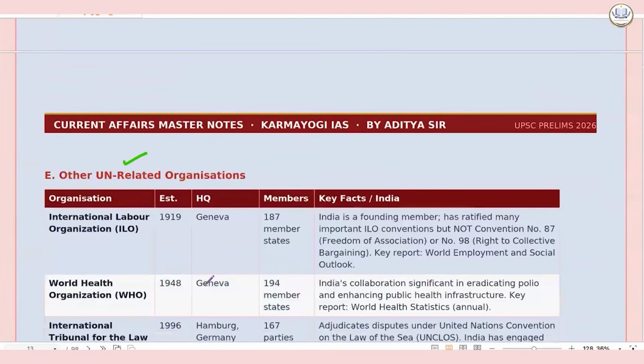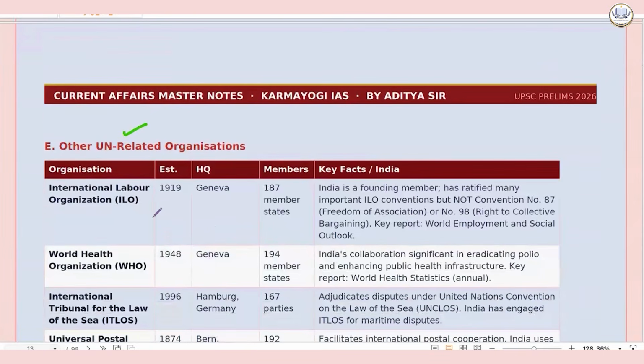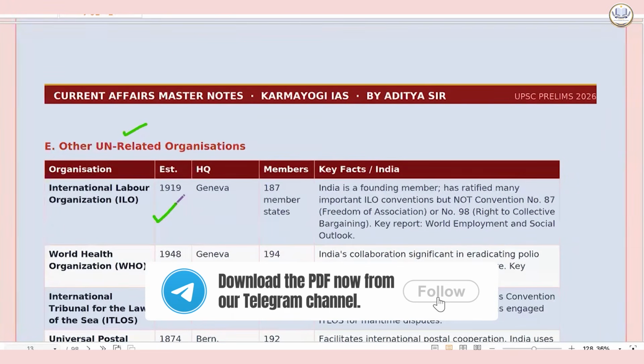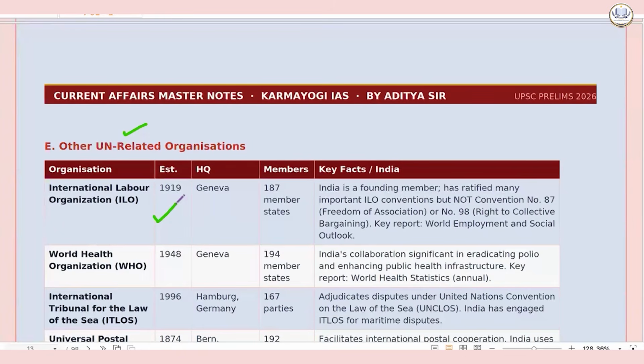Then other UN-related organizations like ILO. It was established in 1919, headquarters is Geneva, and there are 187 member states. India is a founding member and has ratified many important ILO conventions, but not Convention number 87, that is freedom of association, or number 98, right to collective bargaining. There are important reports which are released by ILO. That one is the World Employment and Social Outlook, which is very, very important.